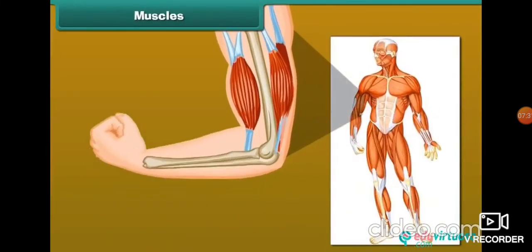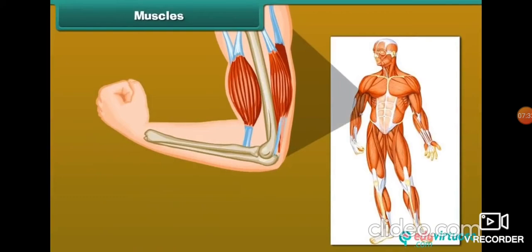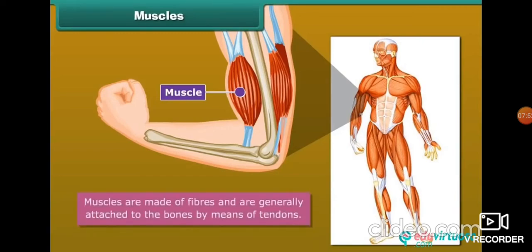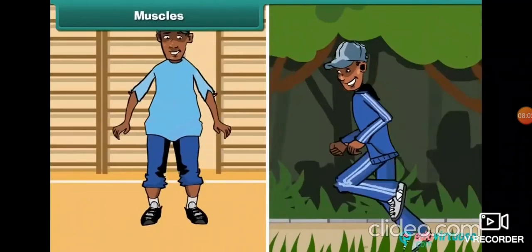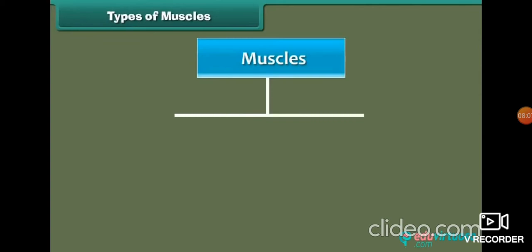Now after this, do you know there are different muscles in the body, right? Now let's study about the different types of muscles. When we bend our arm, you must have seen these muscles. We call it the biceps. Muscles are made up of fibers, and these are generally attached to the bones by means of tendons. When we move, run, or exercise, bones and muscles work together in the movement.